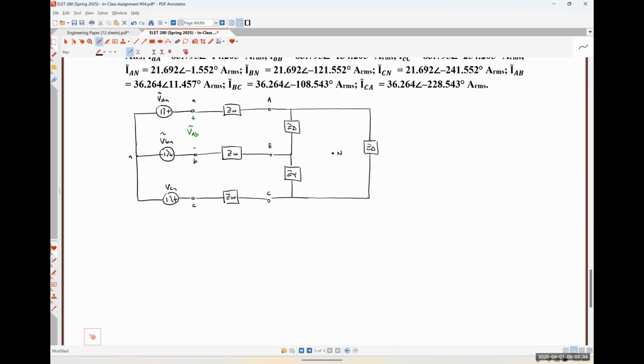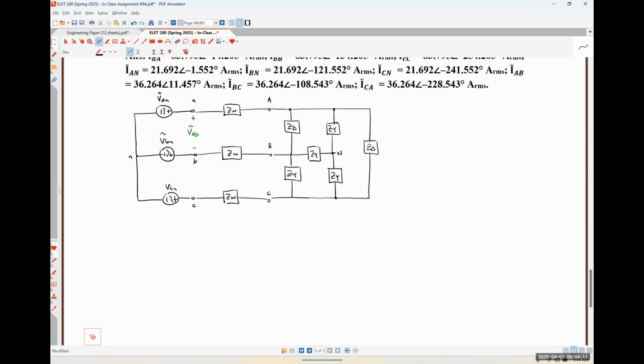And I know that for a Y connected load, I should have an impedance between the A terminal and that neutral terminal, between the B terminal and that neutral terminal, and between the C terminal and that neutral terminal. So this is how I would depict a parallel delta and Y connection.